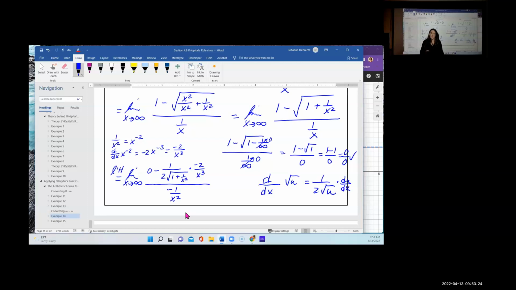This is the rule. 1 over 2 the square root of u, where u doesn't change at all. So we still have 1 plus 1 over x squared. And then we multiply by the derivative of what was under the radical. So the derivative of 1 is 0, but the derivative of 1 over x squared, I wrote it as x to the negative 2. And the derivative of x to the negative 2 is a negative 2x to the negative 3, which is negative 2 over x cubed.